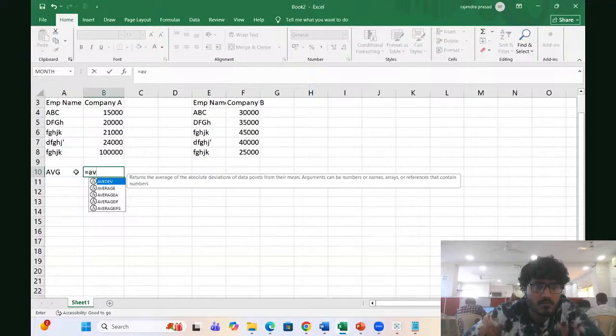Excel is very easy, guys. You don't need to remember any formula. You just need to know the name of the function, and immediately it will give you the suggestion. See, I remember only AV, and you see, so many options you got.